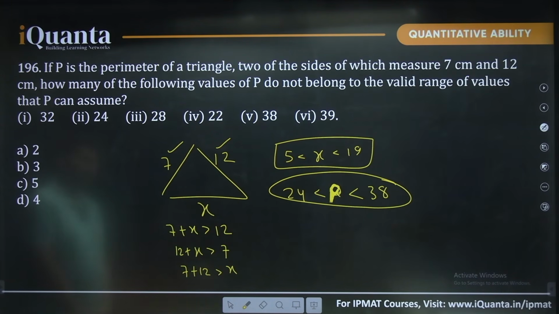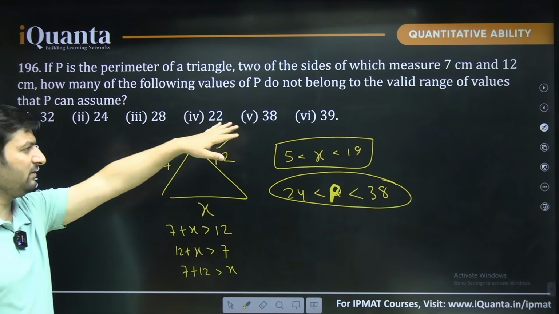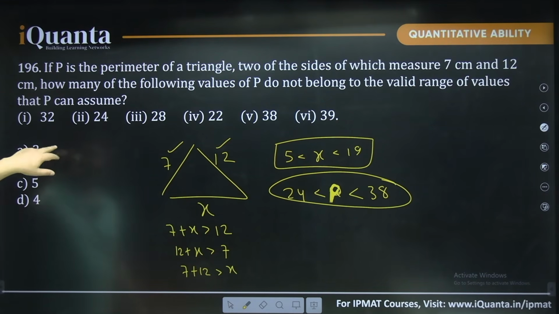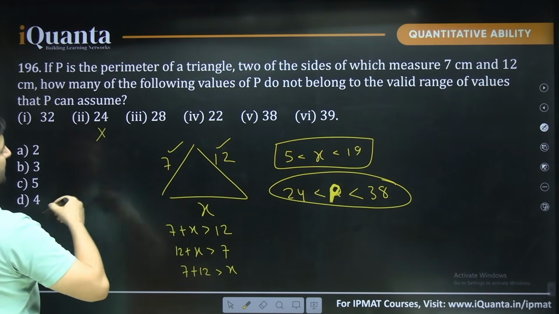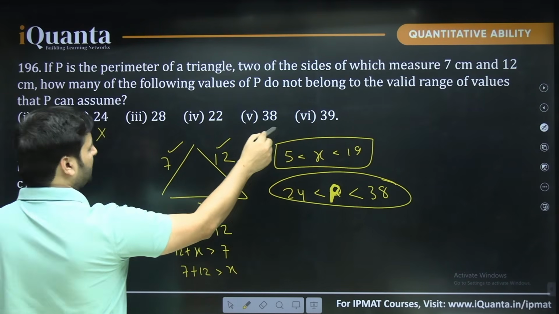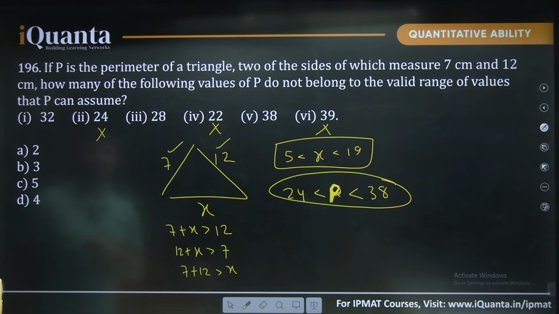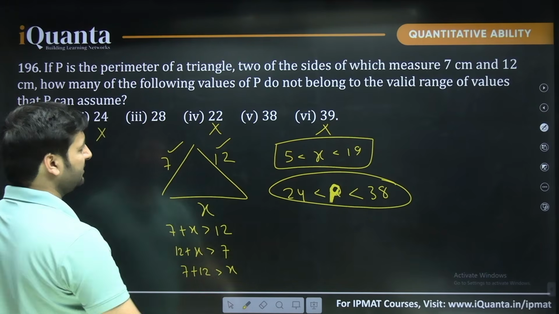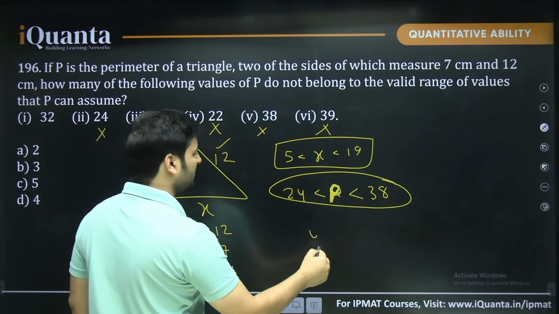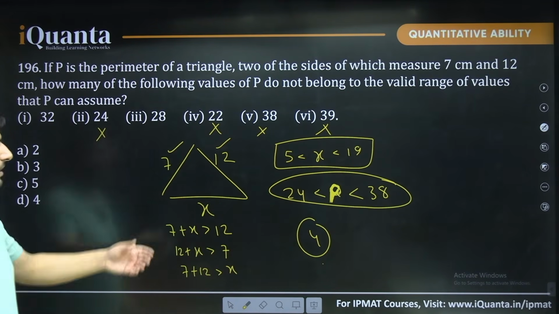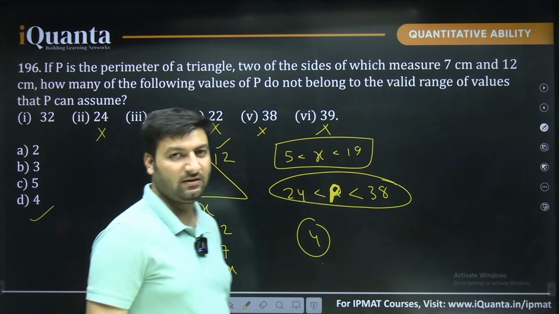Okay, so what happens now? We have to tell which of the following values will not belong to P. So only those values will belong which are between 24 and 38. This will not belong there, right? 38, this is outside, this is outside. 32 is inside, 28 is inside this range, 38 will also not belong. So 1, 2, 3, 4. 4 such values of P will not belong, from these options below, to the range of P. I hope that is clear.